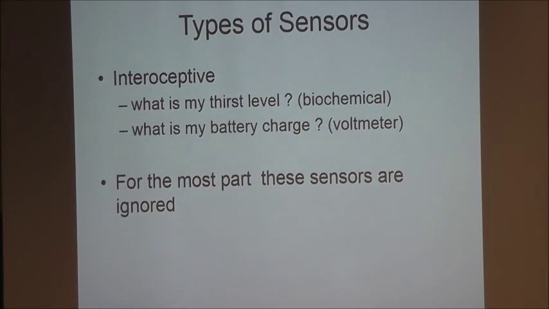What is my fuel level? It is a biochemical sensor, rather. What is my battery charge, in terms of like a voltmeter? So these kinds of sensors are ignored because they are so well known in the technological field, way before robots were around. So we just ignore them and take them for granted.